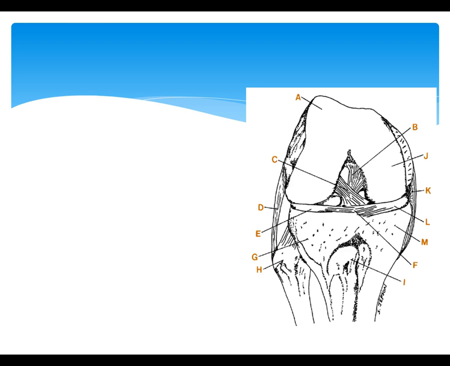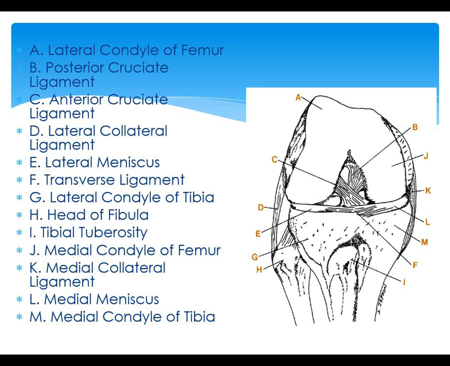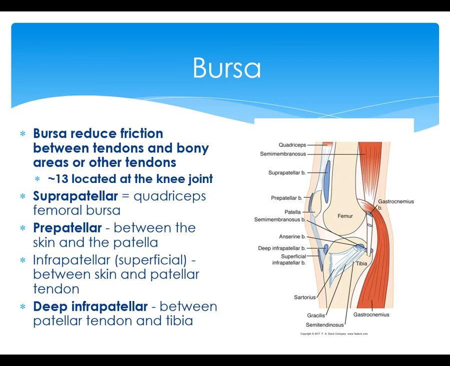All right, so next we're going to talk about the different bursae in the knee. Consider them like little pillows within each of the joints. They are found all over the body, and what they do is reduce friction between tendons and bony areas or other tendons, to reduce injury there. There are approximately 13 located at the knee joint alone, and here are a couple of the more important ones that you need to remember and where they are.